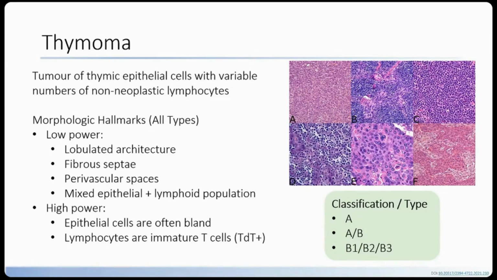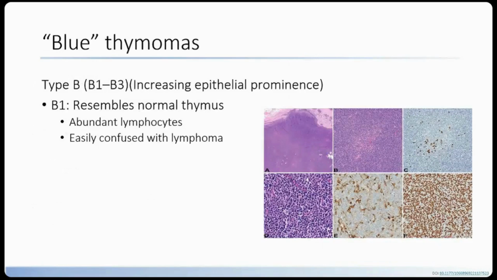If you have access to TdT, then that's obviously incredibly helpful, because that can prove that this is also an immature T cell population, and that will help you get into the context of a thymoma.